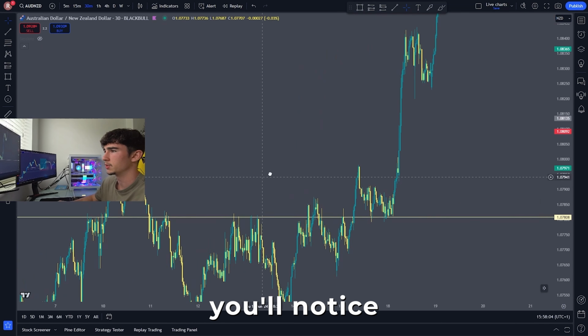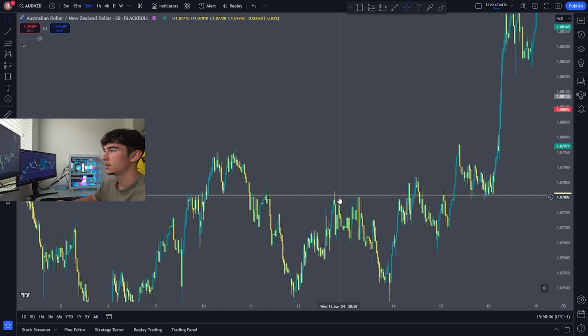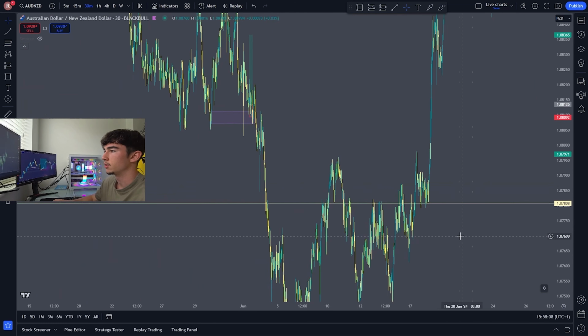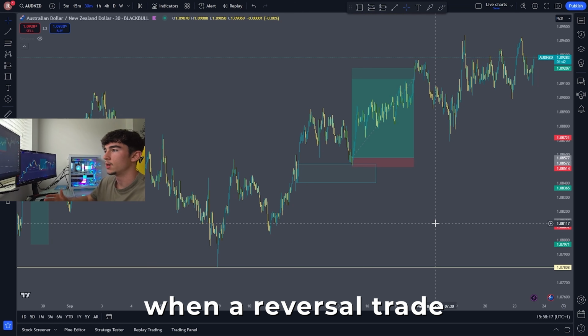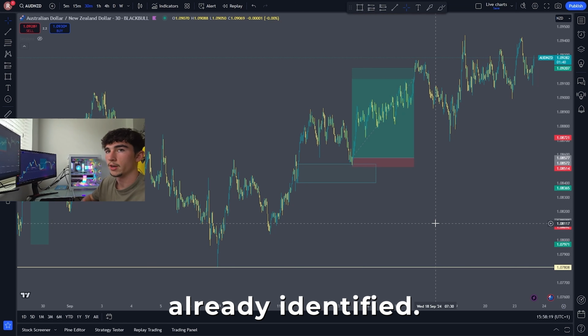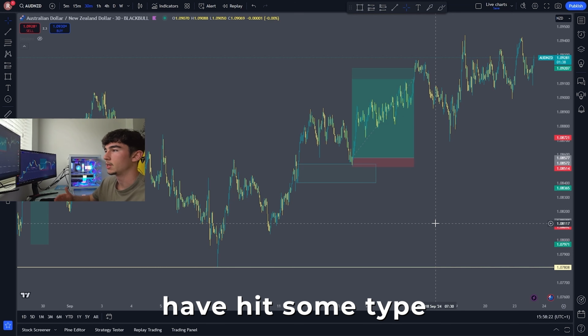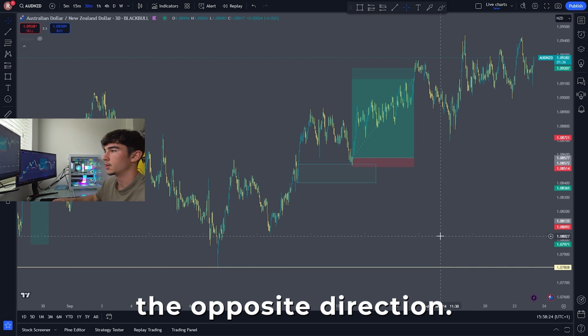It's not that important, but you'll notice it was a key level. So resistance here, clear key level. So this was definitely somewhere we could move from, and support over here. So that is the first stage of when a reversal trade is valid. Already identified, we have to have hit some type of key level and be ready to move the opposite direction.